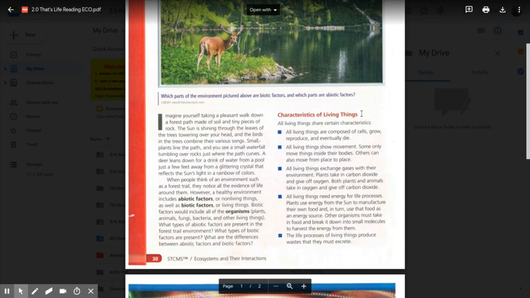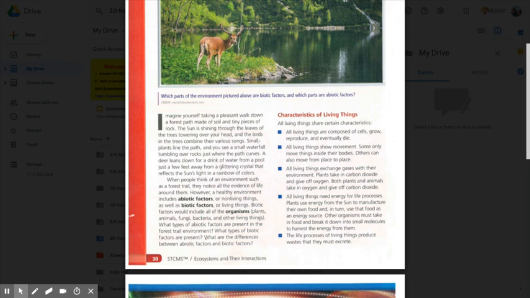Characteristics of living things. All living things share certain characteristics. All living things are composed of cells, grow, reproduce, and eventually die. All living things show movement. Some only move inside their bodies, others can also move from place to place. All living things exchange gases with their environment. Plants take in carbon dioxide and give off oxygen. Both plants and animals take in oxygen and give off carbon dioxide.